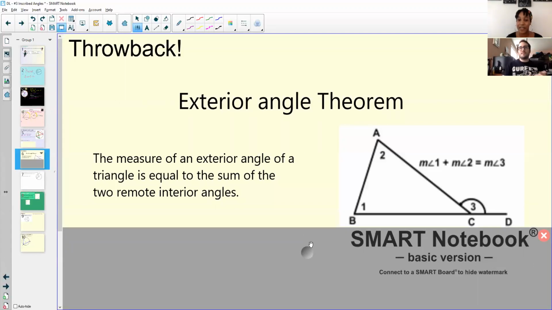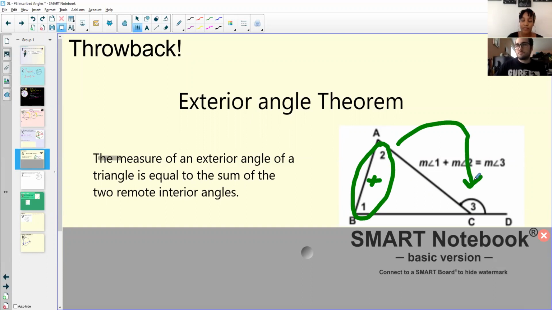So I'll show you, we'll have this diagram for you. The exterior angle theorem says that the measure of an exterior angle, the angle on the outside, so in this diagram angle ACD, or angle 3, is the exterior angle, is equal to the sum of the two remote interior angles. Remote interior is another word for non-adjacent. So when you add angles 1 and 2 together, the sum gives you angle 3. This is going to be super important.